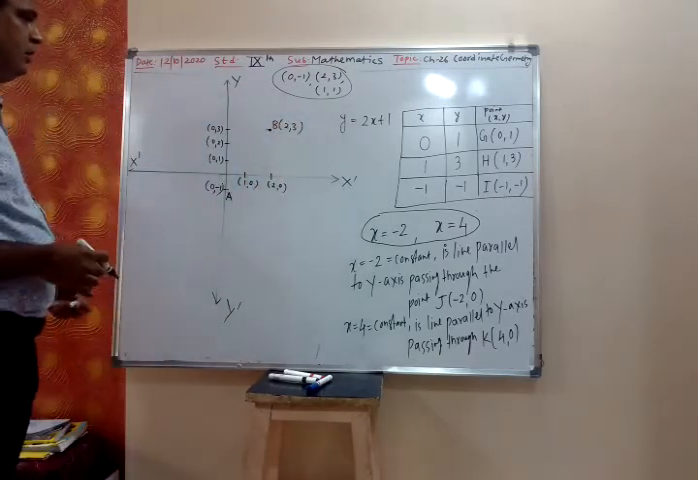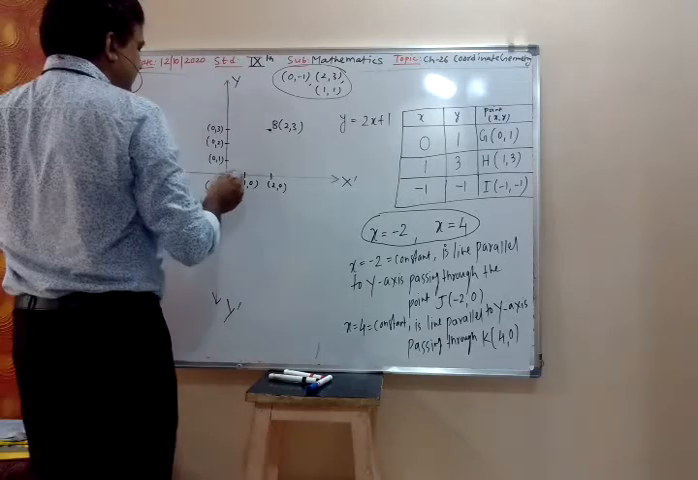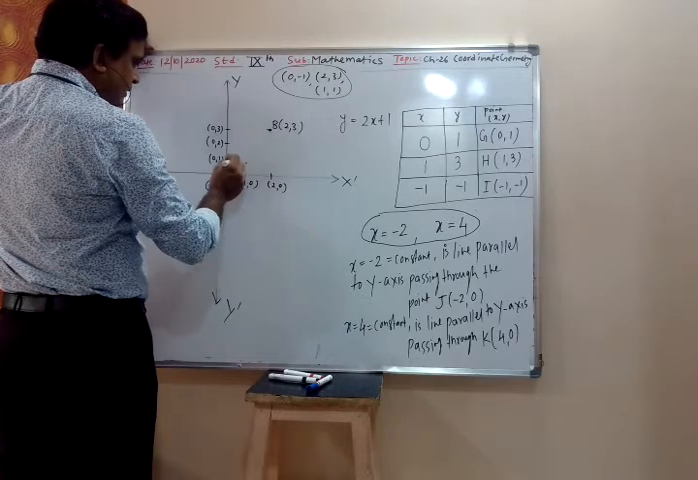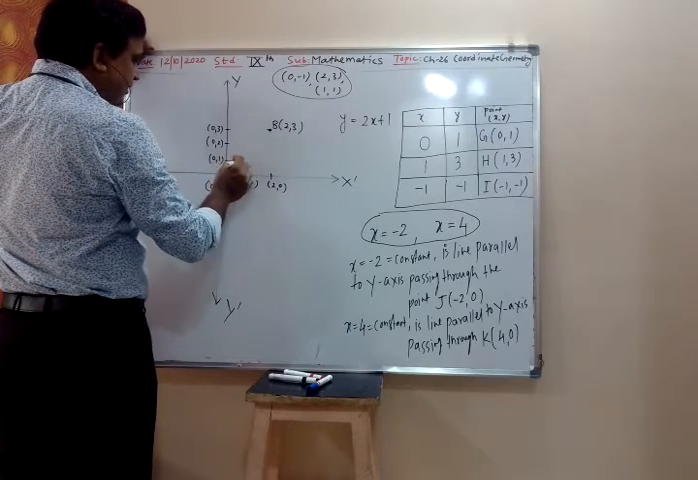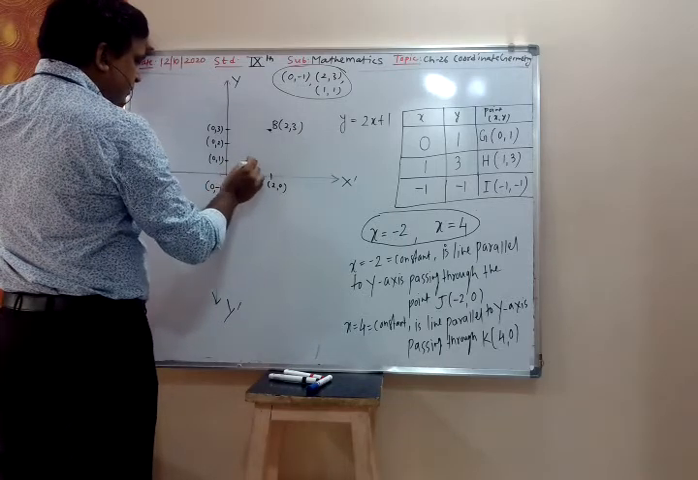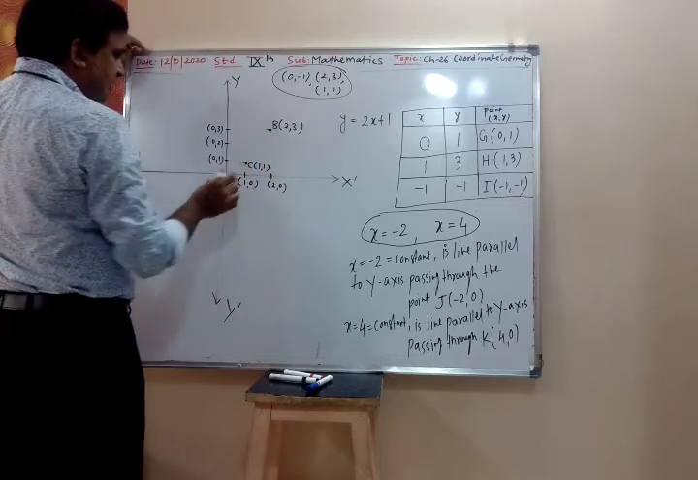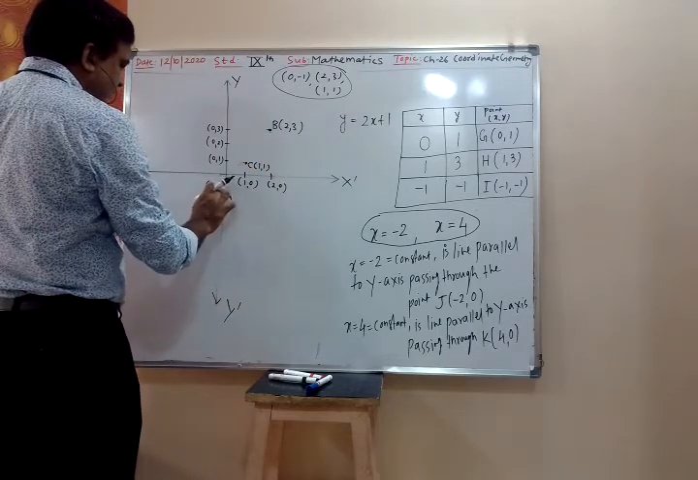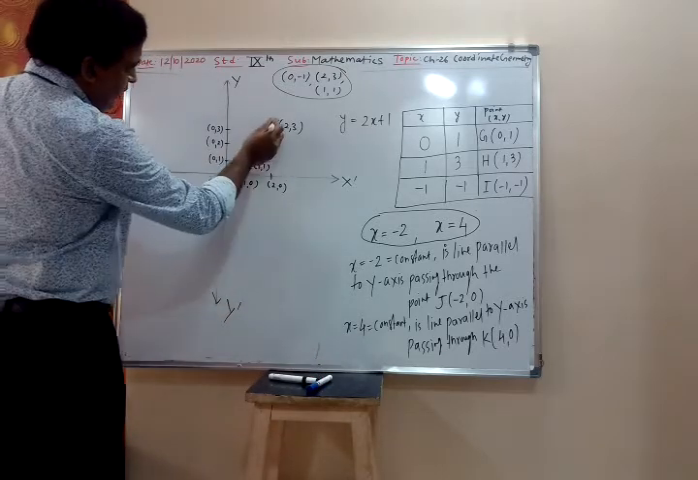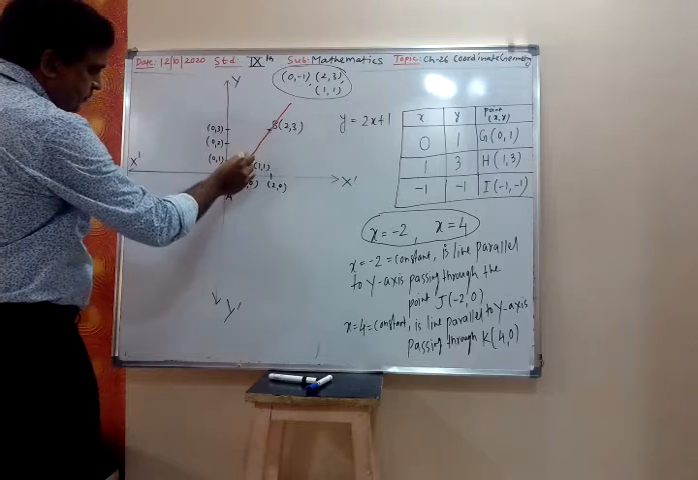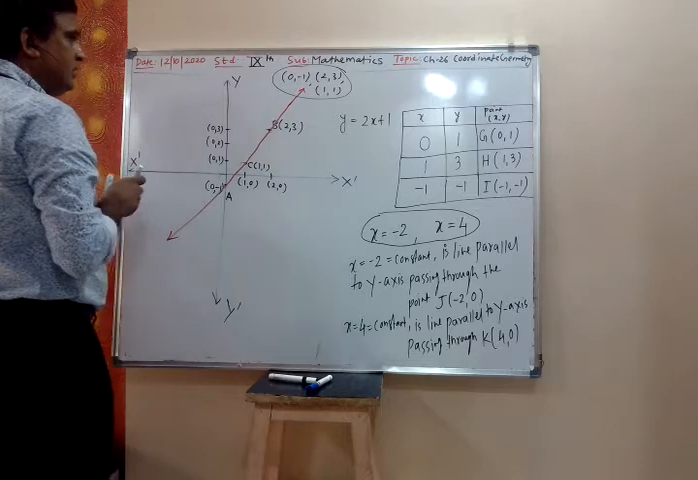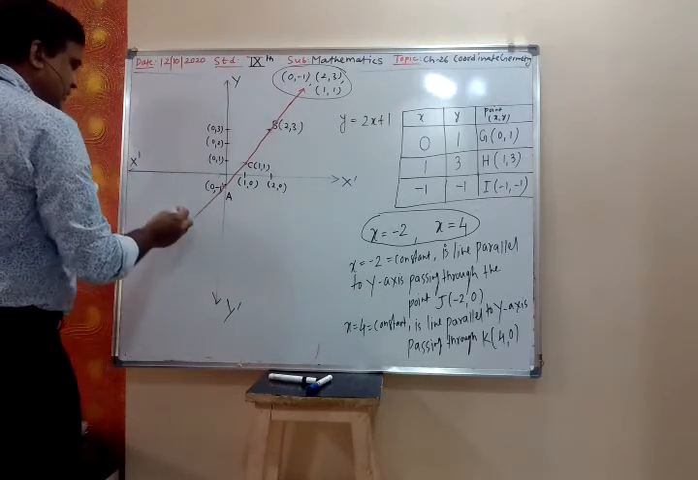Then what is the next point? 1 comma 1. X is 1, y is 1. So this is my point C, 1 comma 1. Now we join these 3 points and get the straight line passing through A, B, C. So this is my line. What was the equation of this line?